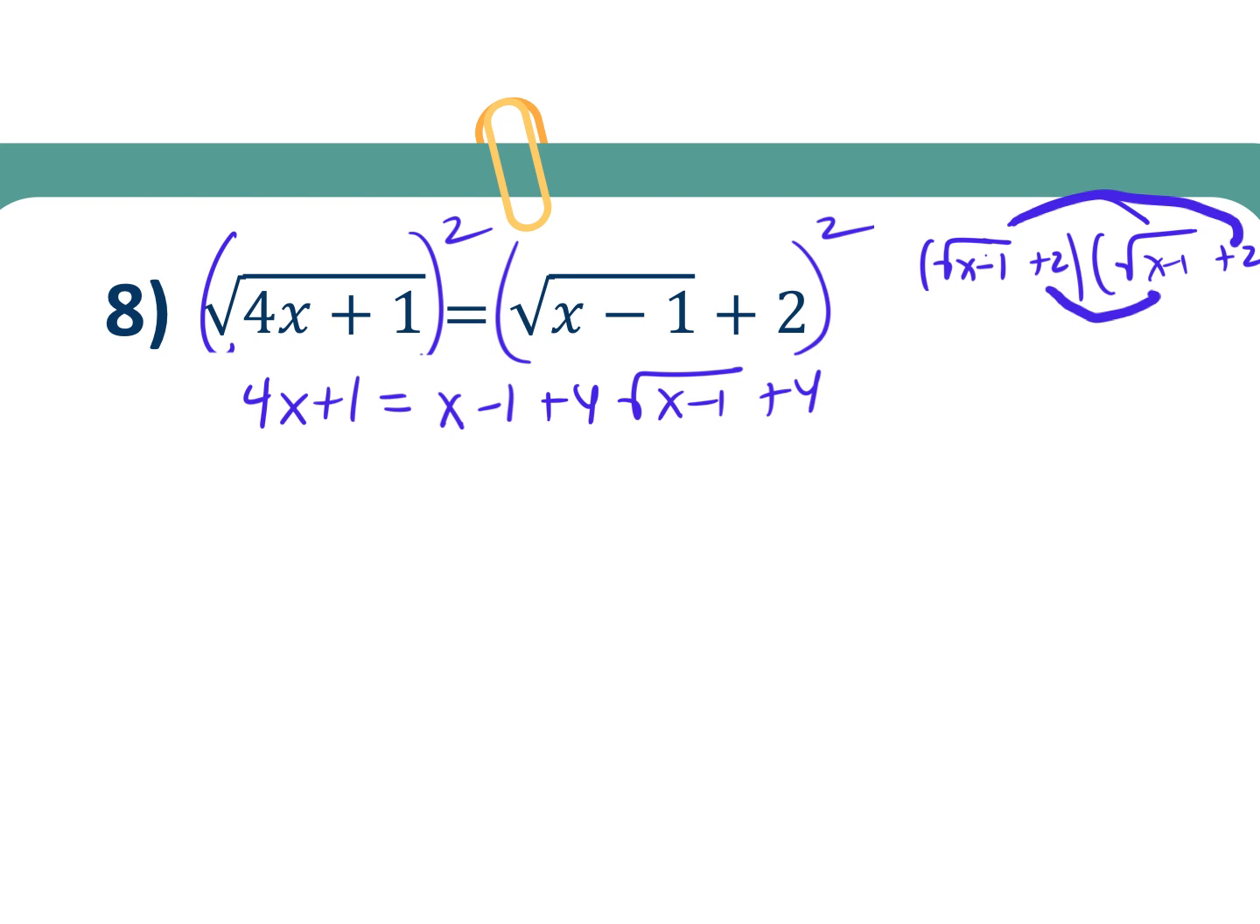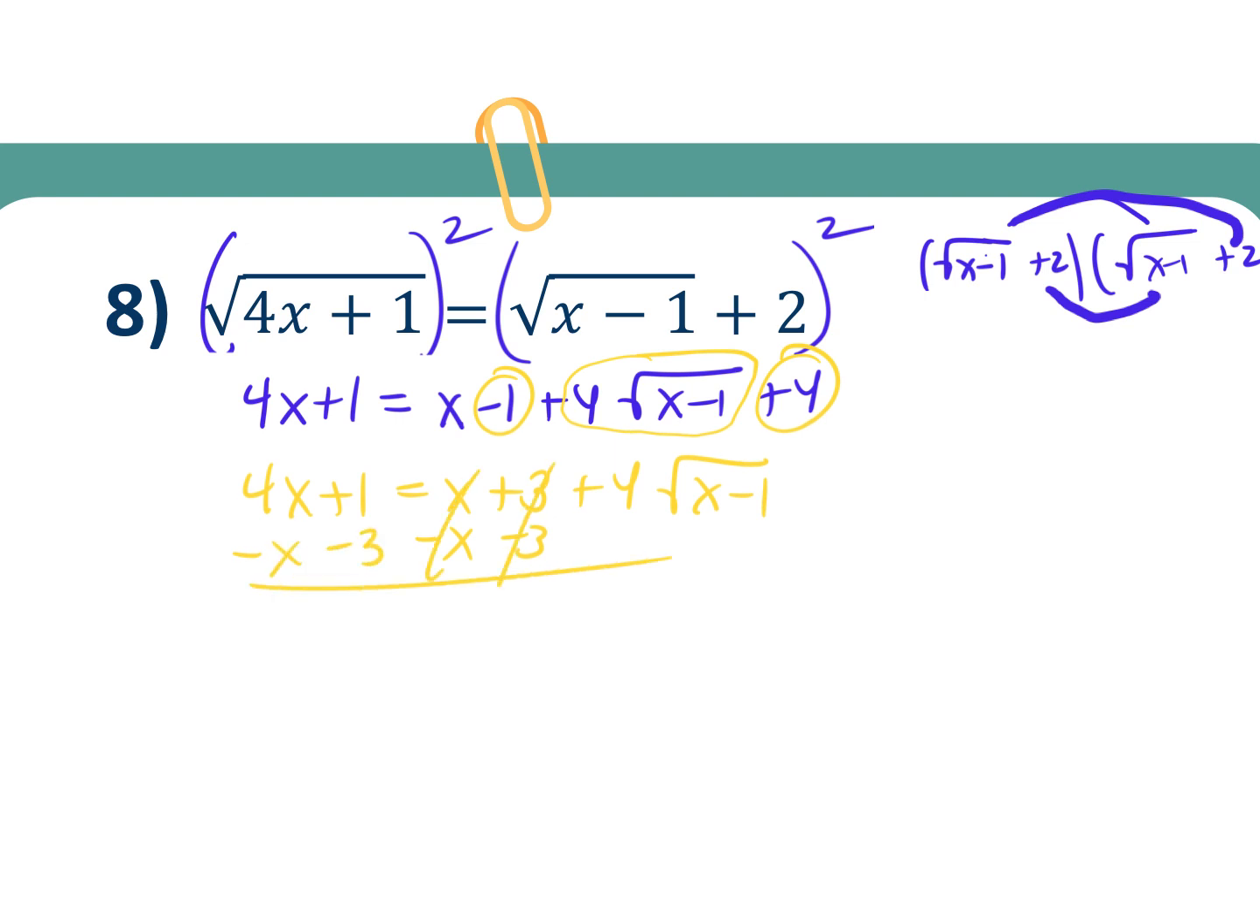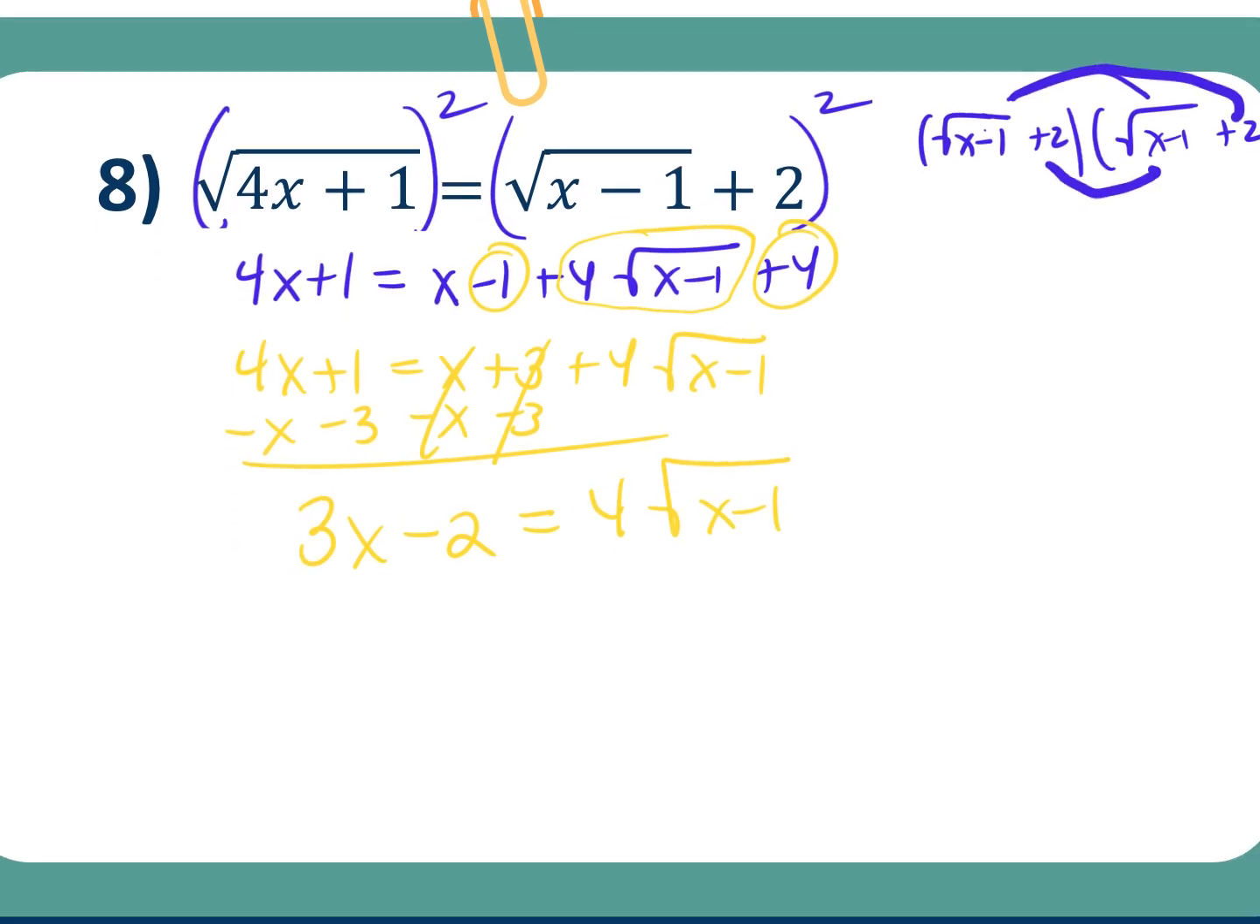So we want to isolate our radical. You see a radical here, you want to isolate it, get it by itself. So let's combine and move stuff to the other side. So x negative 1 and 4 is plus 3 plus 4 times square root of x minus 1. So we're going to subtract x, subtract 3, subtract x, subtract 3. 4x minus x is 3x. 1 and negative 3 is minus 2 equals 4 times the square root of x minus 1.